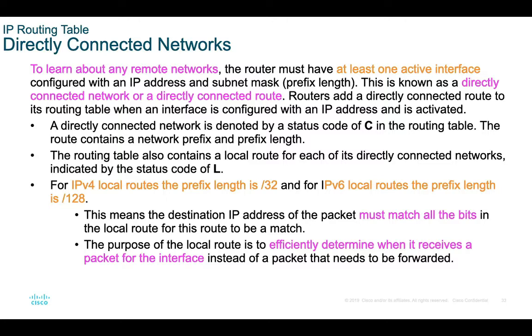To learn about any remote network, the router must have at least one active interface. Of course, you cannot have a remote network if you are not connected to another router. So in order to connect to another router, you must have an active interface. Your active interface will be provided, and the IP address we put inside our routing table as an L, and the network we put as a C.